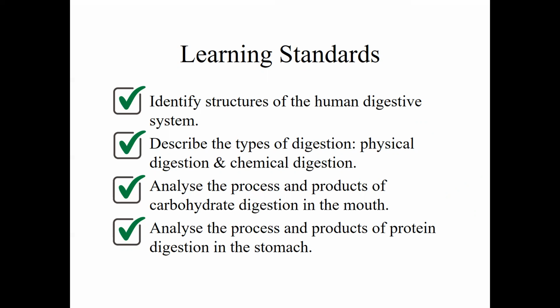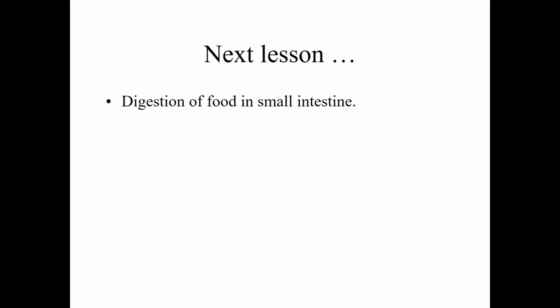At the end of this lesson, I think you already know how to identify the structures of the human digestive system, and you are able to describe what physical digestion and chemical digestion are. You also know how to analyze the process and products of carbohydrate digestion in the mouth, and the process and products of protein digestion in the stomach. For the next lesson, we will continue with the digestion of food in the small intestine.